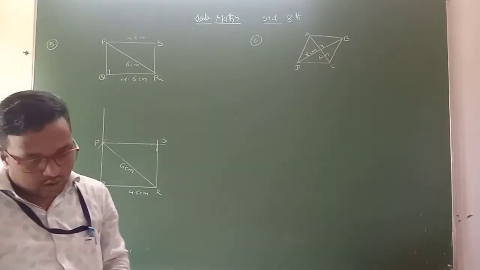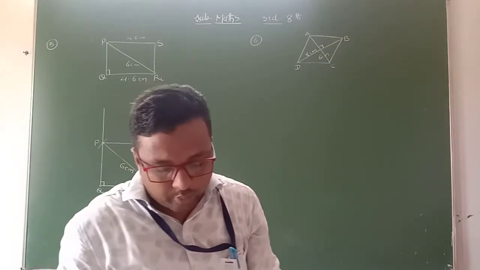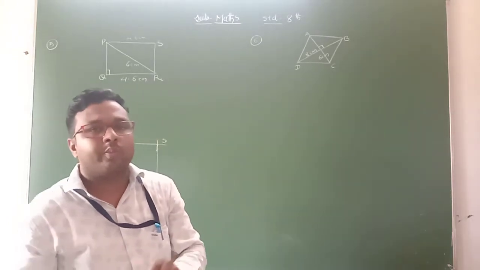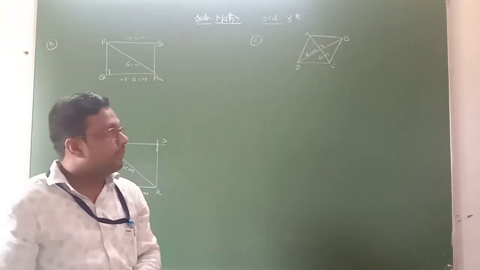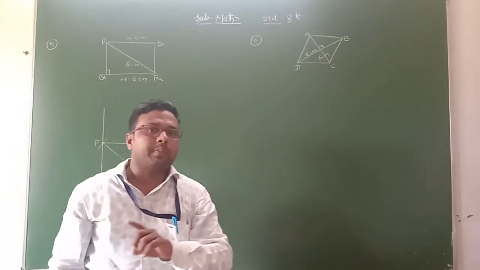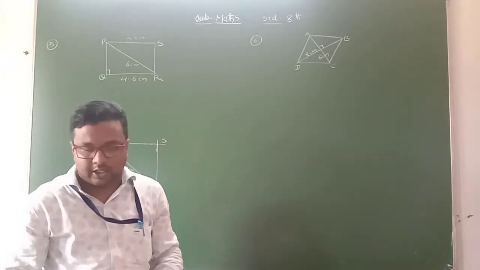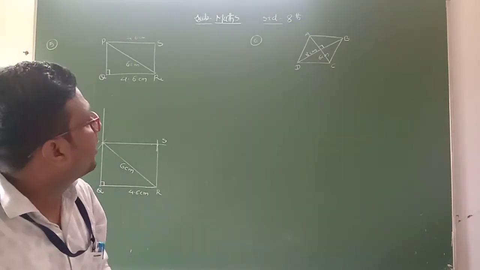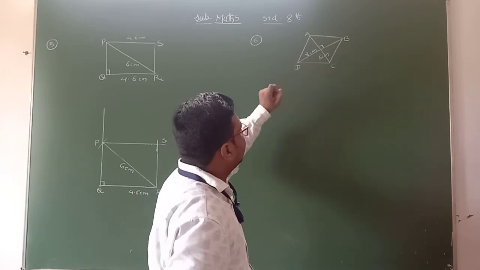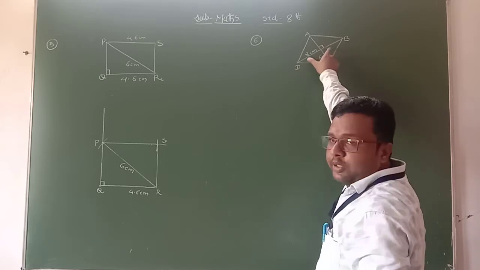Question number 6 is: construct a rhombus in which the measures of the diagonals are 8 cm and 6 cm. Diagonals of the rhombus are given 6 cm and 8 cm. Remember the property for the diagonals of a rhombus: diagonals of a rhombus are perpendicular bisectors of each other. Using that property, here we construct the rhombus. Here I draw a rough sketch of rhombus ABCD, in which AC is given 6 cm, BD is equal to 8 cm.